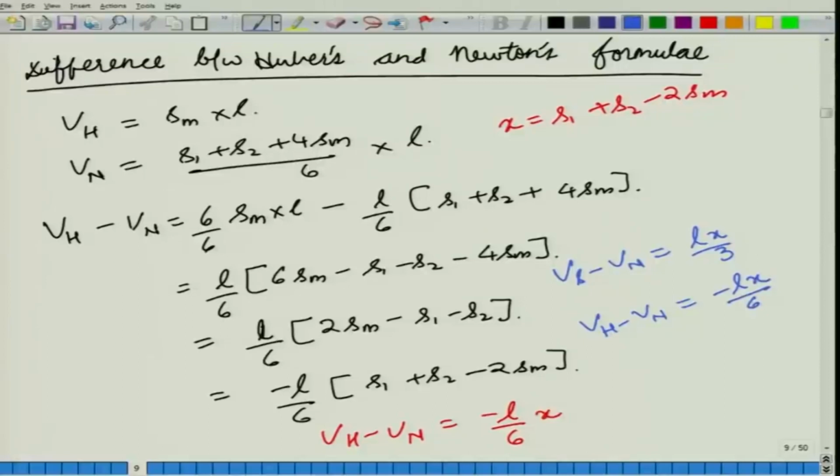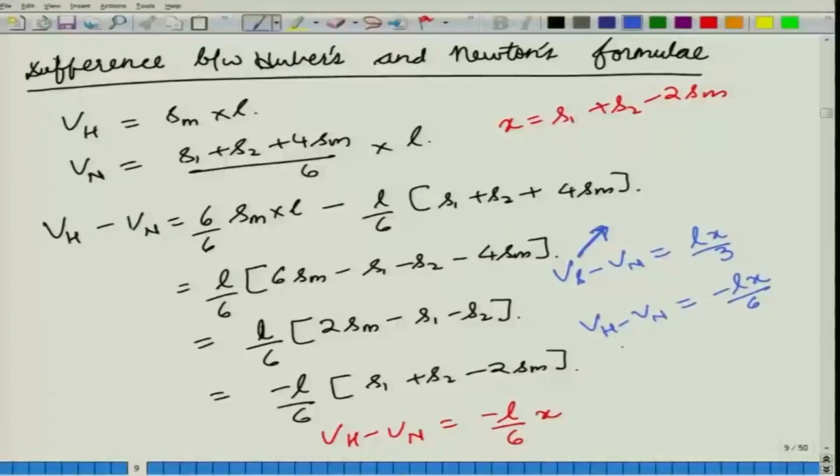So, if the first formula is overestimating the volume as compared to Newton's formula, and remember that Newton's formula is considered to be the most accurate formula, then the second one would be underestimating, and if the first one is underestimating, then the other one would be overestimating, because in the first case it is plus and in this case it is minus.